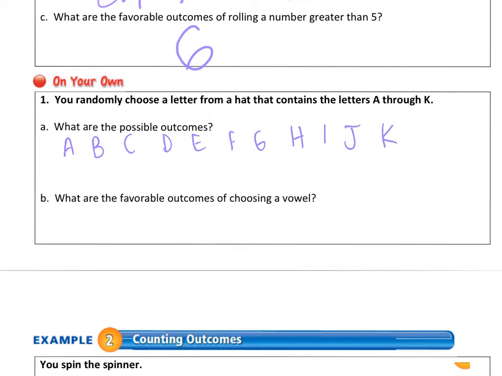Now it says, what are the favorable outcomes of you choosing a vowel? So out of these options, we look at which of the letters that are listed are vowels. So we have A, E, I, and notice I did not list O or U because those aren't in the possible outcomes.